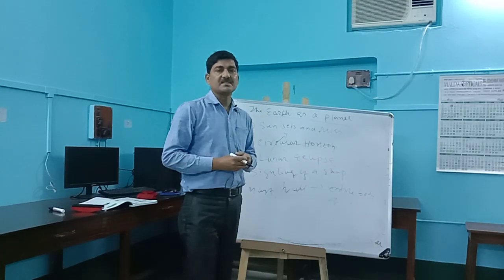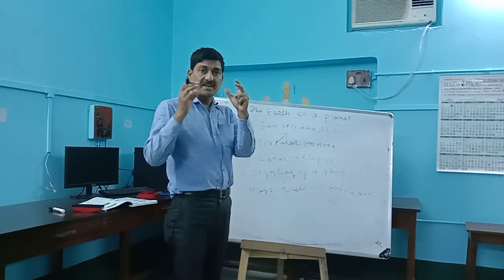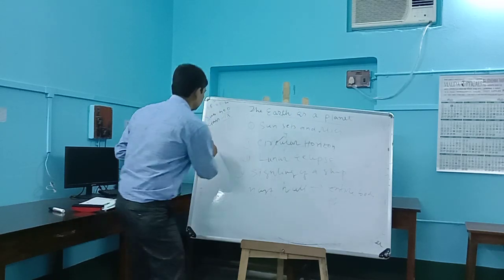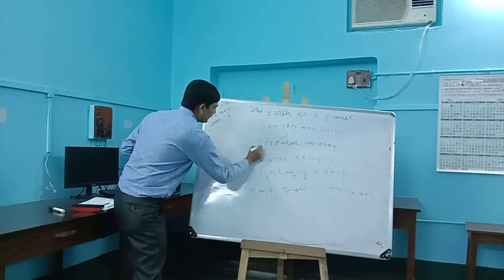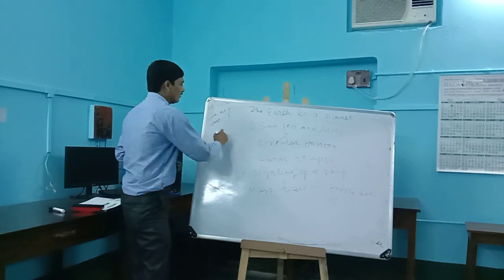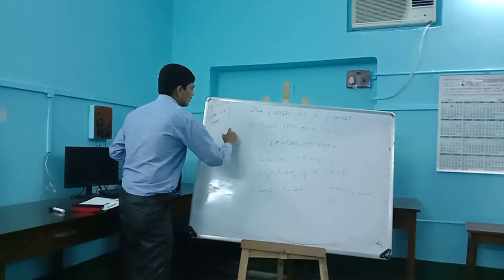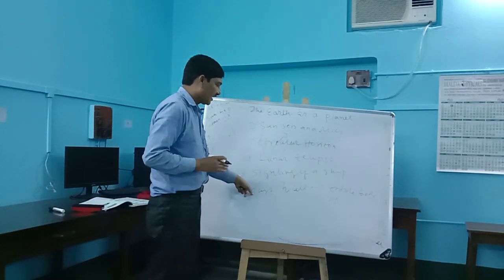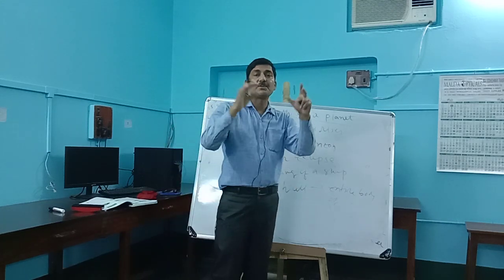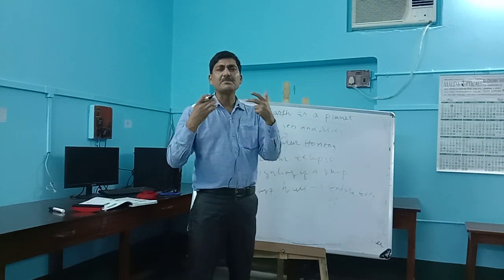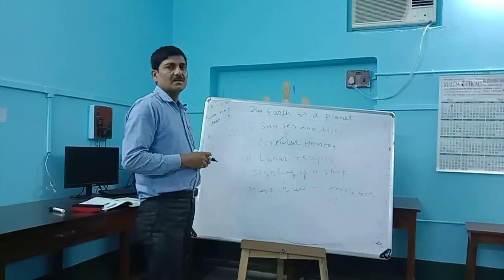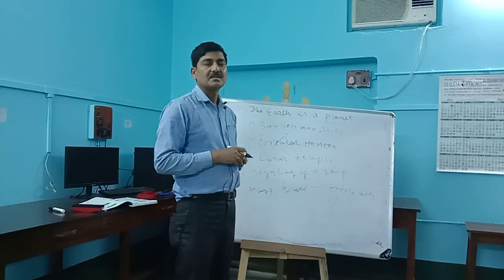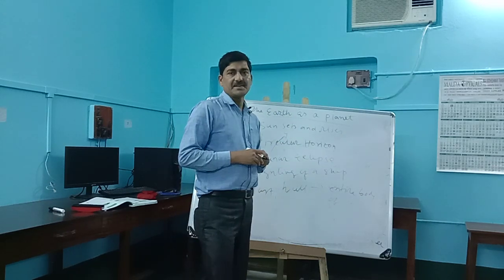If the earth were flat, then we could see the whole body of the ship at the same time. But since the earth is curved in nature, we cannot see the entire ship at the same time. So first we will see the mast, then the middle portion, then the whole body of the ship. This is one of the very, very important proofs behind the logic that the earth is spherical in shape.